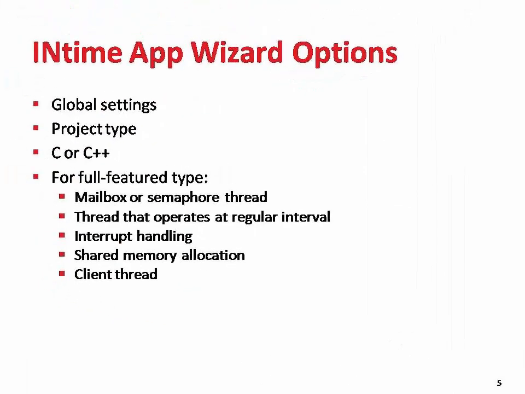Continuing to work with the wizard. 5. In the InTime application wizard, select a project type. Then, for a full-featured project, choose elements to include in the real-time application. A real-time application contains any number of the elements pictured above. Global settings apply once and for all.